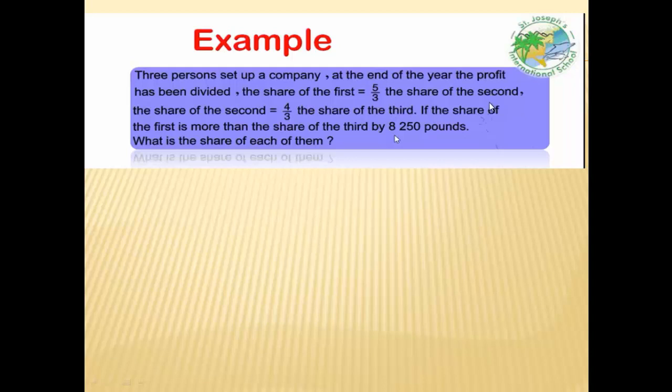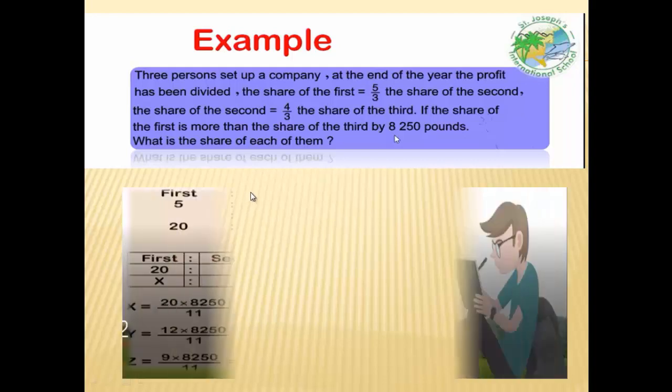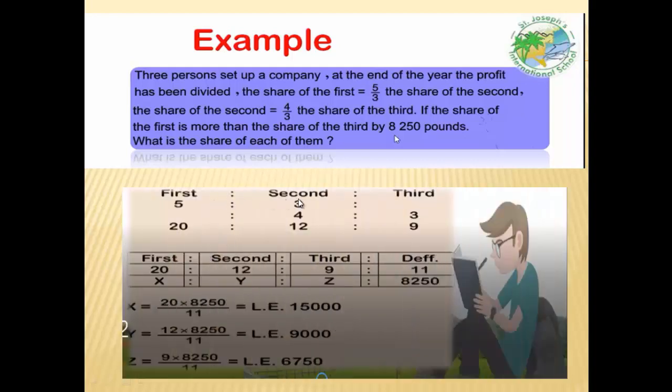If the share of the first is more than the share of the third by 8,250 pounds. What is the share of each of them? What is the meaning of share of more than, primary 6? We studied before. What is the meaning of this word more than? Remember with me. Then we should write this question by proportional division, the ratio first to second and third.